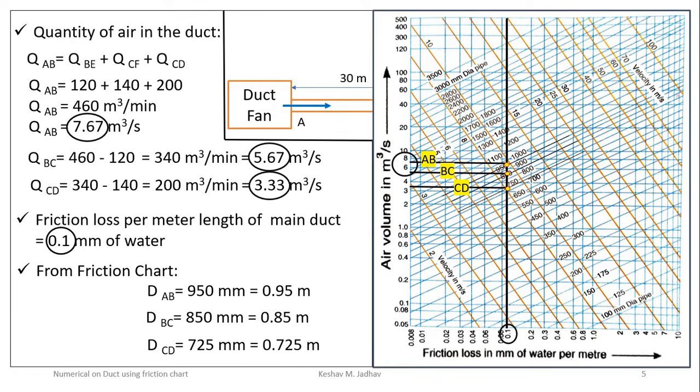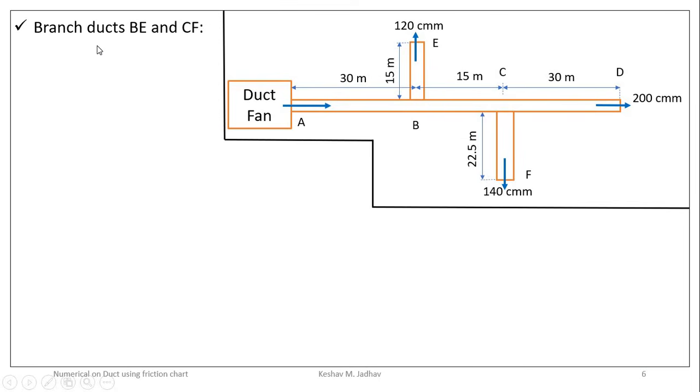So in this way, by using friction chart, we can calculate dimensions for each branch of main duct. Now as static pressure at point A is given in the numerical, we will separately calculate friction loss per meter length for these branch ducts. So for branch ducts BE and CF, we will calculate static pressure at this point. So static pressure at this point PSB is equal to static pressure at point A minus pressure loss due to the friction in duct AB.